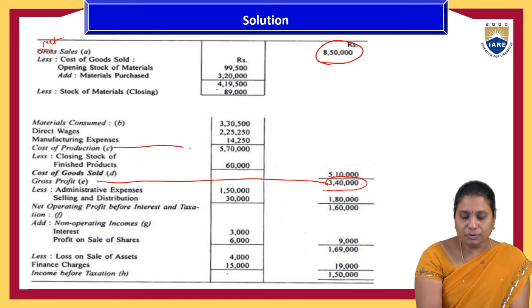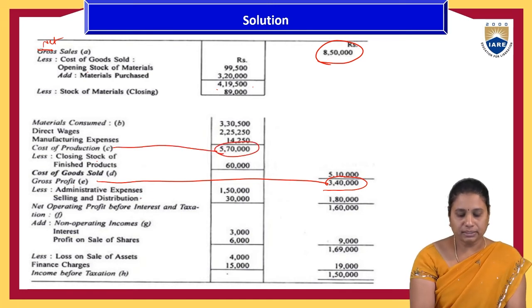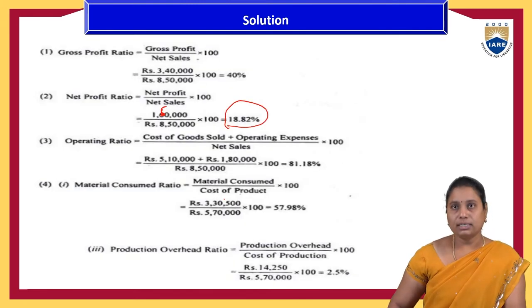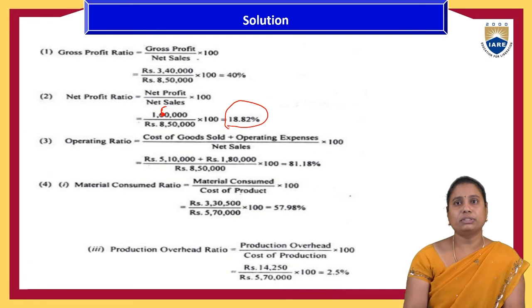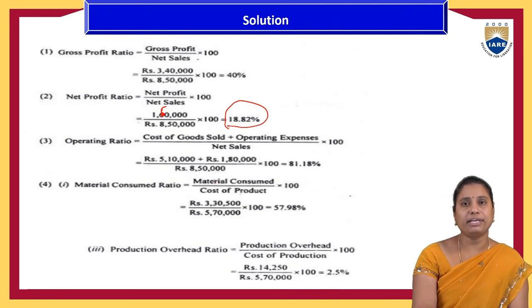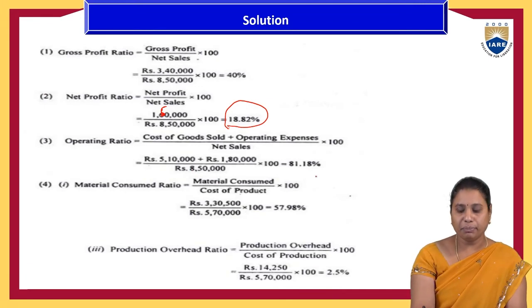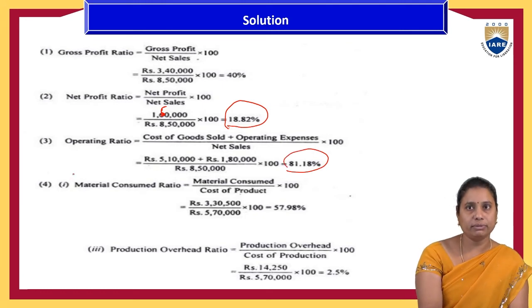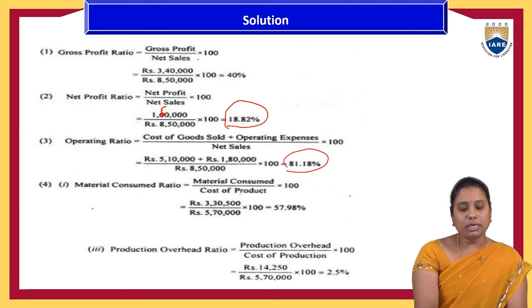Here the cost of production is 5,70,000 plus other administrative expenses of 1,80,000. 1,80,000 divided by the net sales of 8,50,000 gives 81.18% of the amount they are going to be spending for their operational activities. And the fourth one, material consumed ratio, that is materials consumed divided by cost of the products.